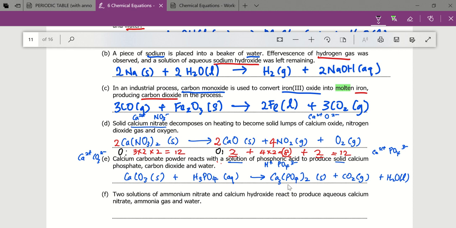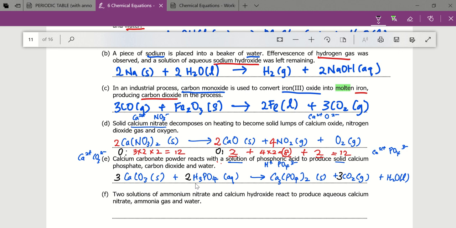Right, so I've got two phosphate ions here, which means that I need to have a 2 over here to balance phosphate. I've got 3 calcium here, so I need to have 3 over here to balance calcium. So let us look at the number of carbon. Since I've got 3 calcium carbonate already, I've got 3 carbon. So to balance carbon, over here I need to have a 3.